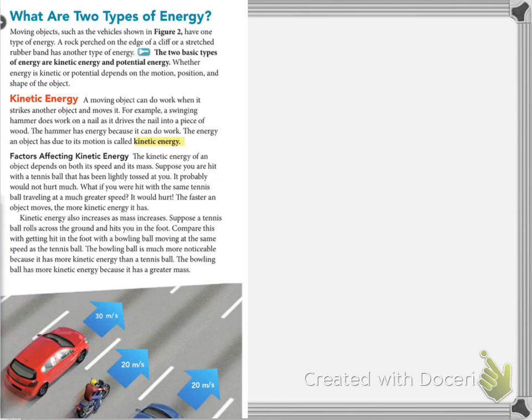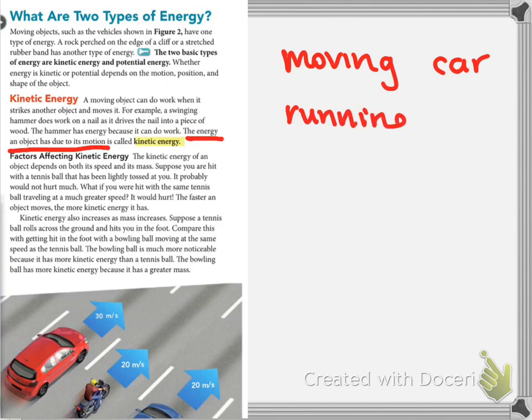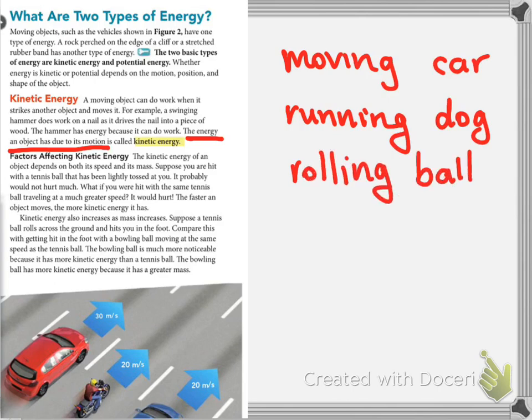So let's first talk about kinetic energy. Kinetic energy has to do with an object that is in motion. Or we can think of it as the energy of an object due to its motion. That is kinetic energy. So a moving car, a running dog, a rolling ball. These are all objects that have kinetic energy because they are in motion.